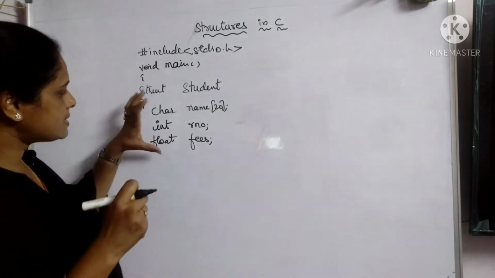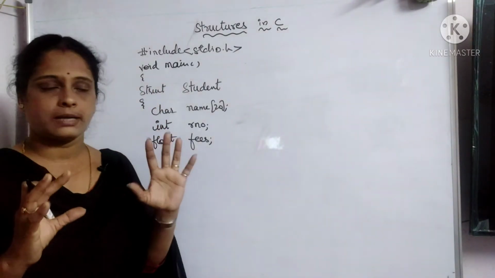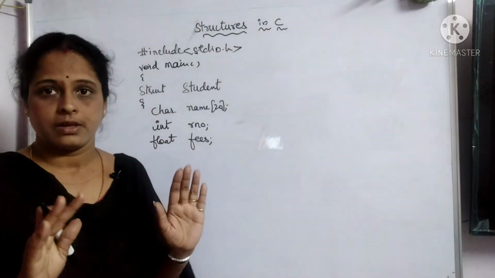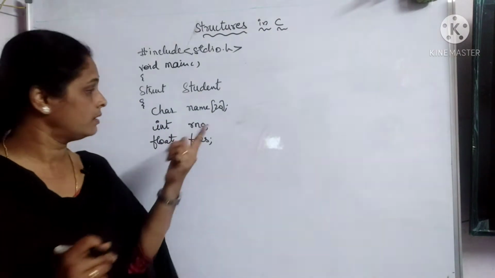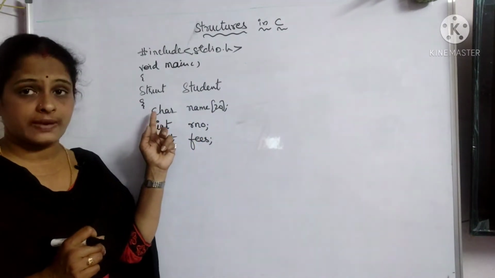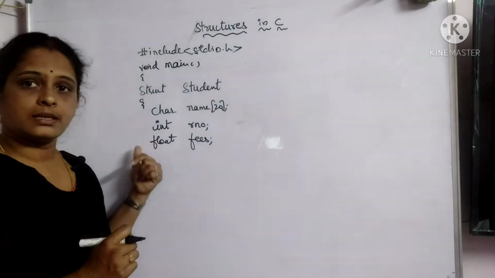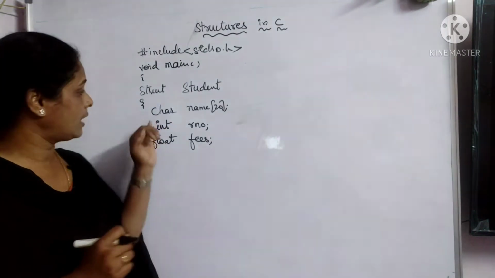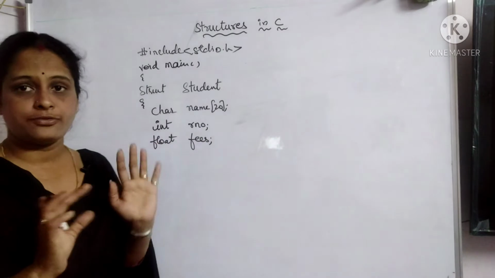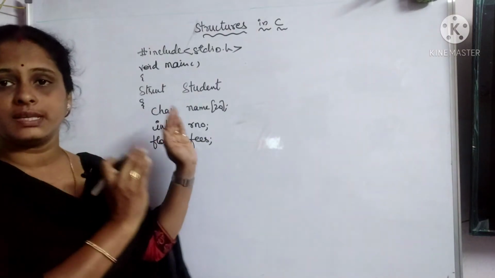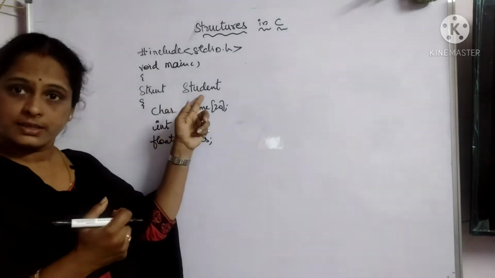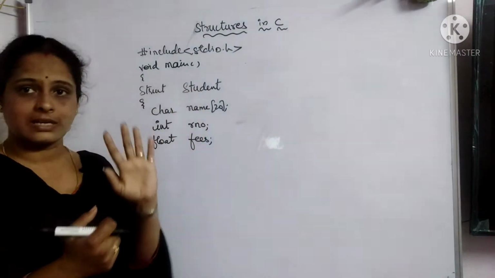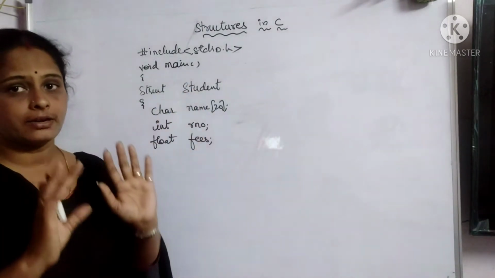Okay. Now this completes my members. That means the declaration of members is done. So what does the student structure have? It has 3 members. One is a character, that means a string, one is an integer, and another one is a float. Name, roll number and fees are the members of this structure. In this example, these 3 are the members of this structure. That is, the student structure has name, roll number and fees in it.